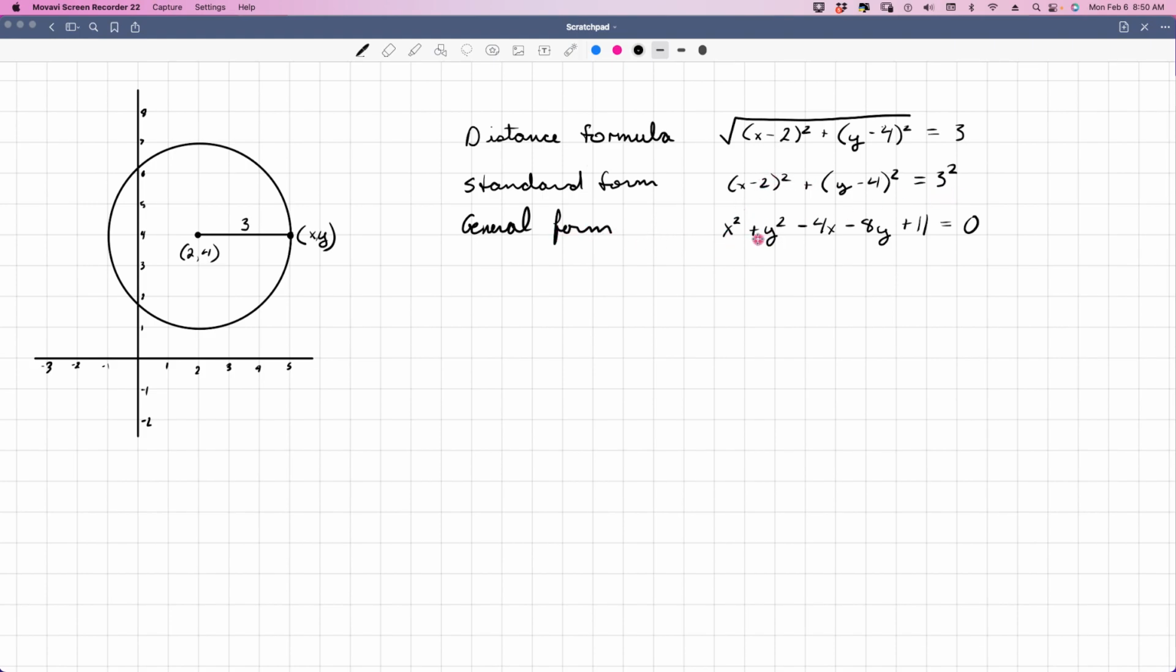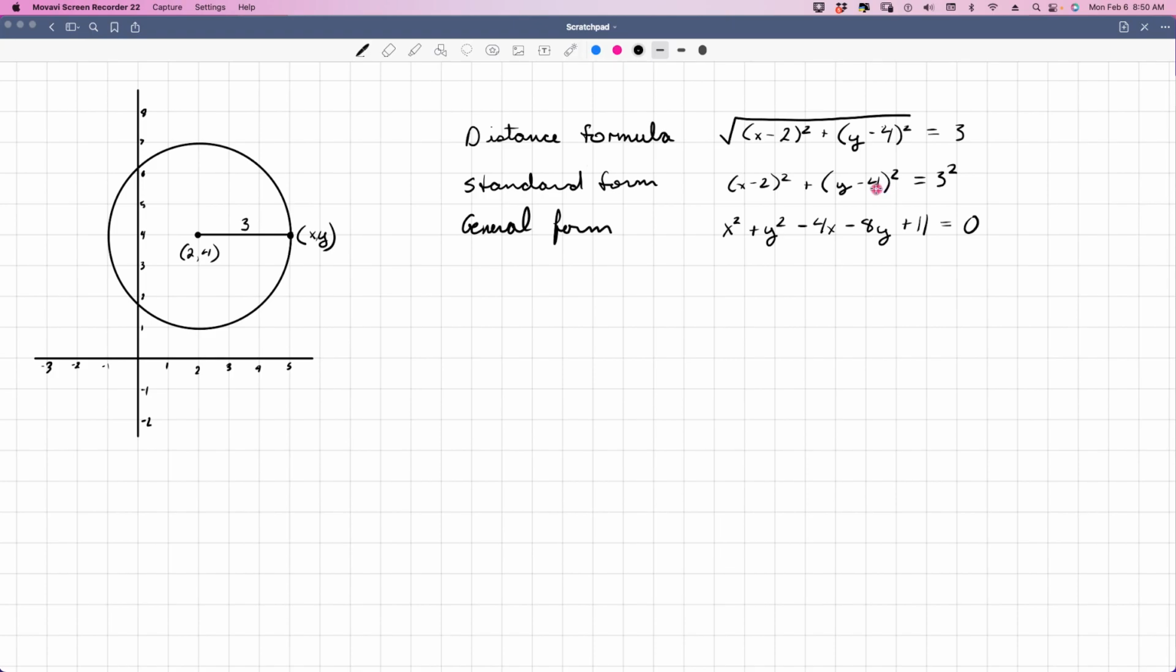So what happens when we are given the general form of a circle? We can't really do anything with it, right? It doesn't tell us the information that we need to know like the standard form does. So we're going to learn how to take a general form of a circle and put it back into standard form by completing the square twice.